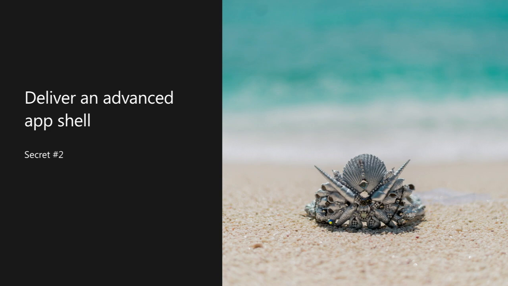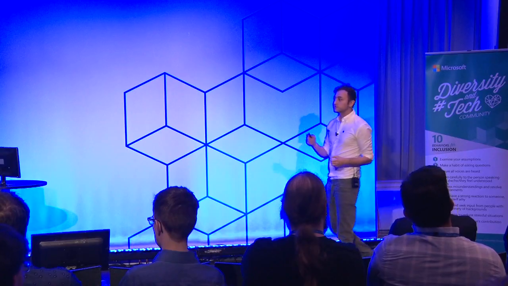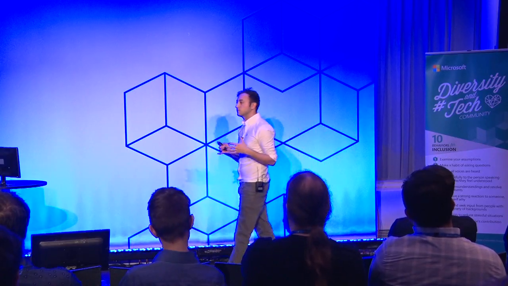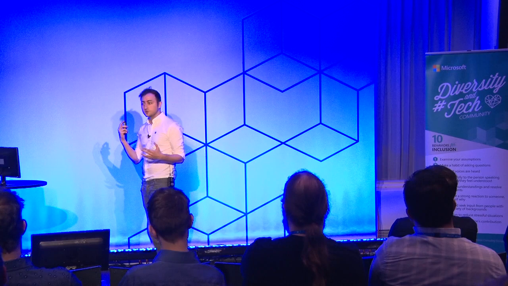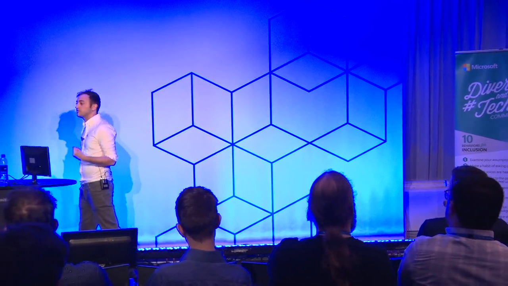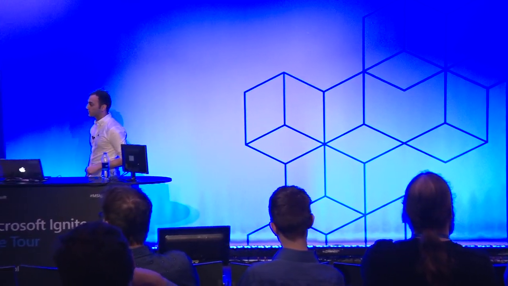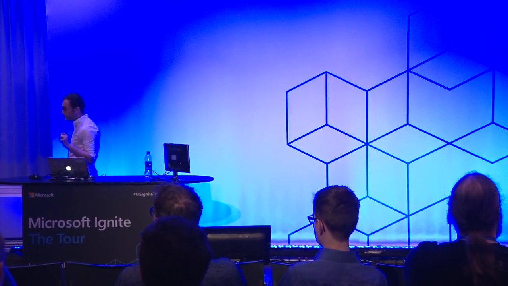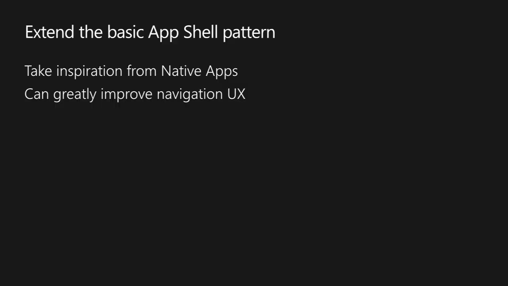The second secret builds on top of the first one, with index 0, because we had secret number 0, which is delivering an app shell. So a lot of PWAs build an app shell, but they stop over there. And you don't have to do that. You can actually take it a step further and deliver an advanced app shell. I'll show you exactly what I mean in a few slides. Again, this is a direct inspiration from native apps, and implementing an advanced app shell can greatly improve the navigation user experience of your web app.